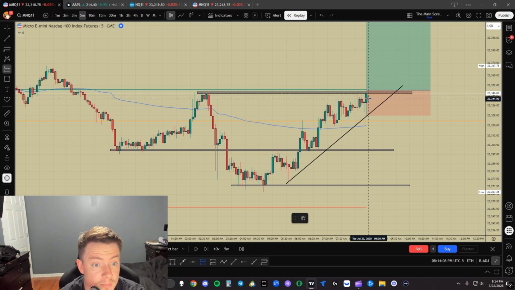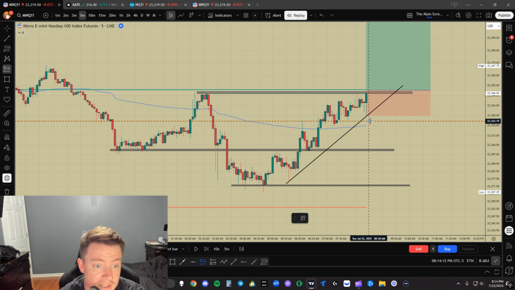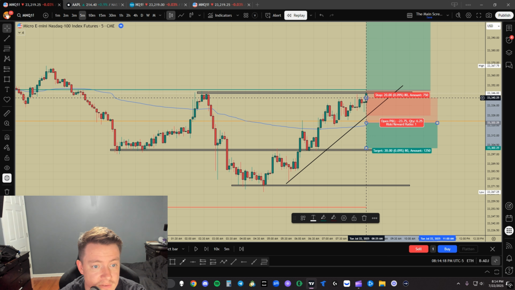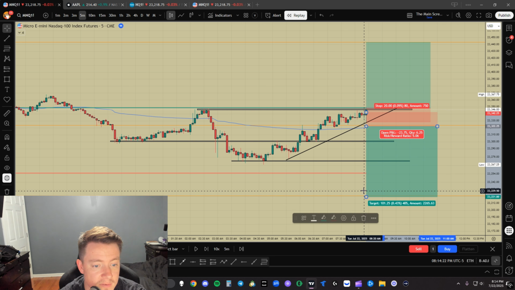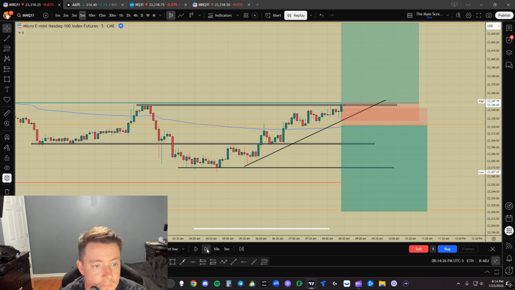If market open was going to come out and it was going to break this trend line, this is actually a pivot point here too. So if it was going to break that pivot point, even more confluence to get in for these sells, 20-point stop loss, and then what I'm going to do is hold for this pivot point right here. So let's see what happens with that very first candle.